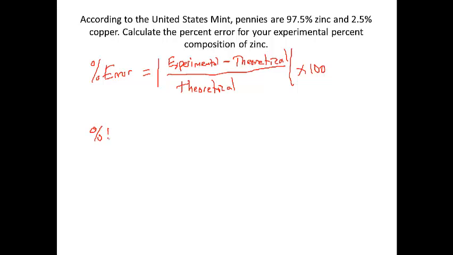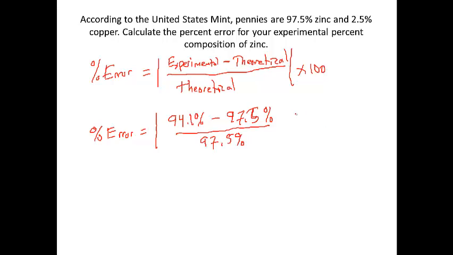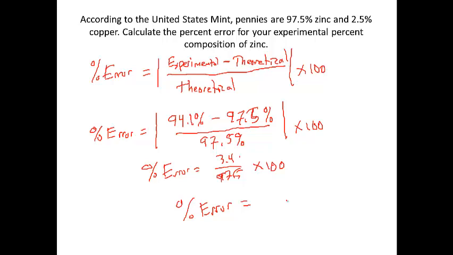Now your experimental value will be the percentage you just solved for, which in this case is 94.1%. The theoretical value is the 97.5%, which was given to us in this problem. So that's the value it should have been, 97.5%, and the whole thing times 100. So when I subtract 94.1 minus 97.5, I get negative 3.4, but this is an absolute value. So in this case, my percent error is going to be 3.4 divided by 97.5 times 100, which in this case will be equal to 3.46%. And you can do this for each of your 3 pennies.